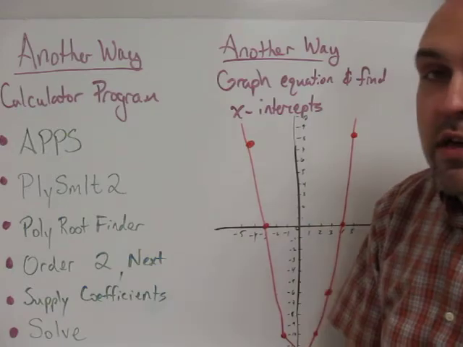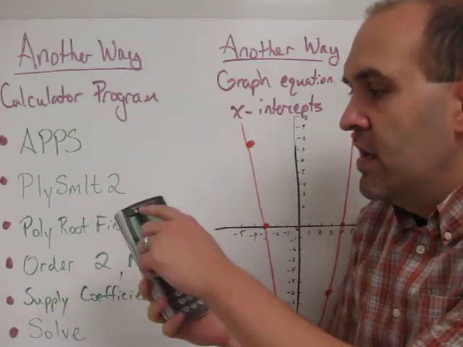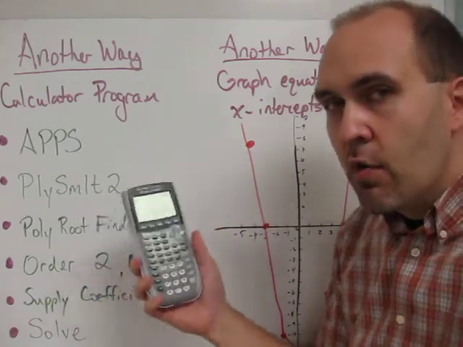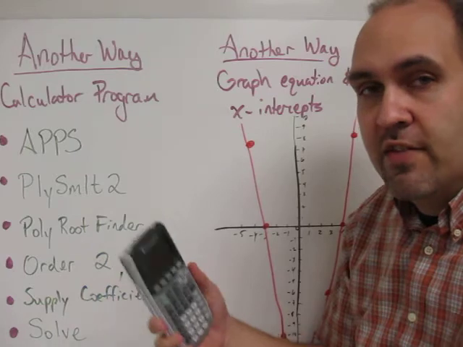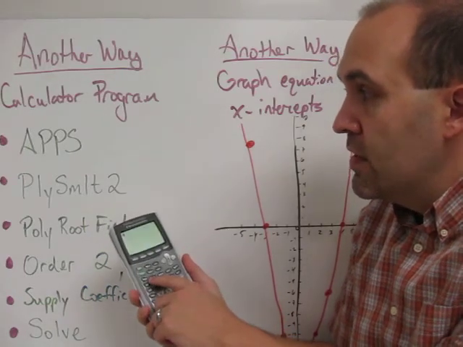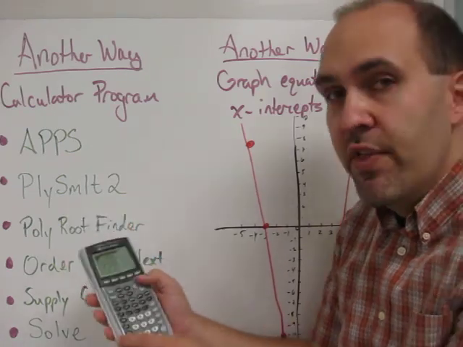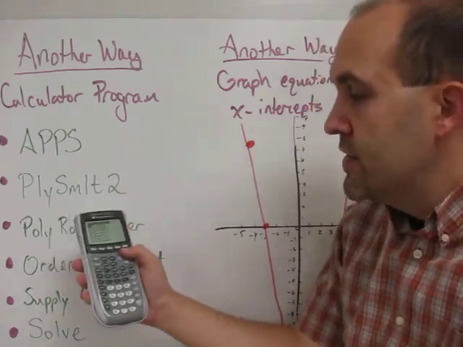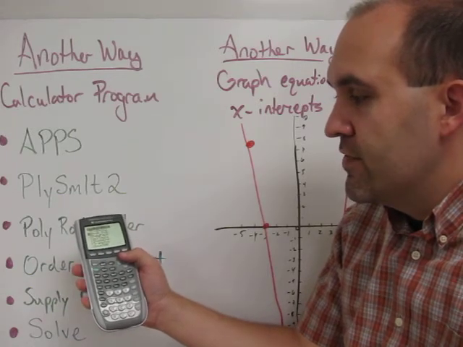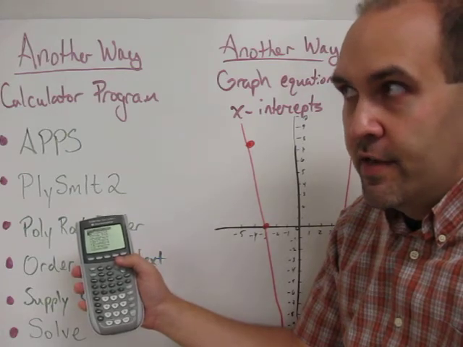One is using a calculator program, and I know many of you have these TI graphing calculators, and if you have an 84 plus or an 83 plus, this program is probably already in there. And if it's not, we have some cables and maybe we can transfer it to your calculator. Just let me know. But it's under the apps menu, and the program actually does multiple things. It's called on this one PLYSMLT2, which stands for Polynomial Solver and Simultaneous Equation Solver, the second edition.